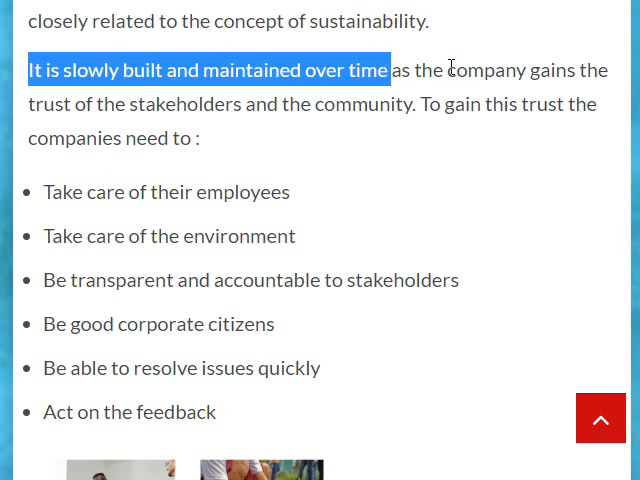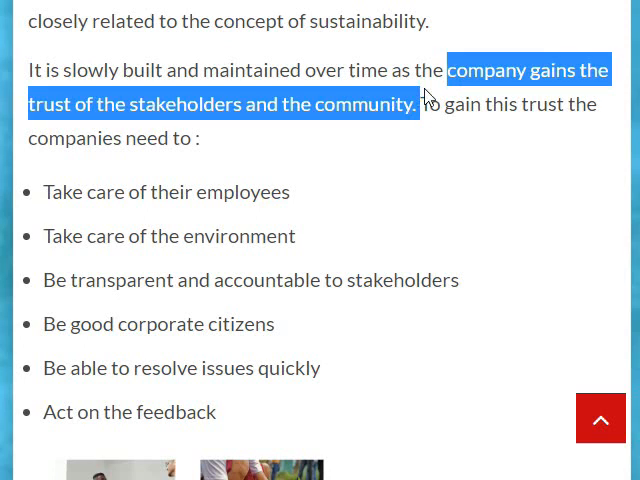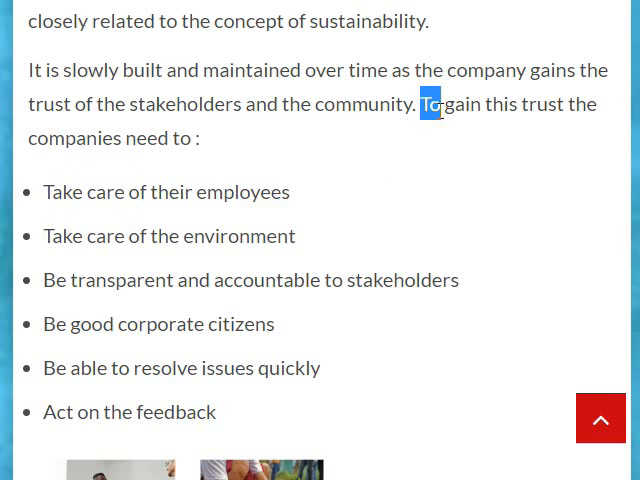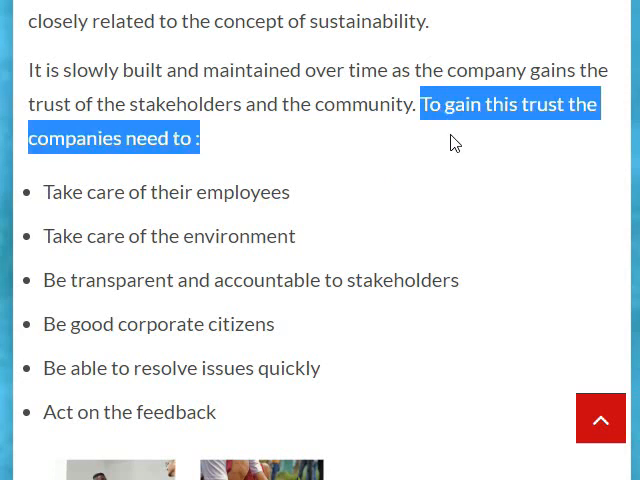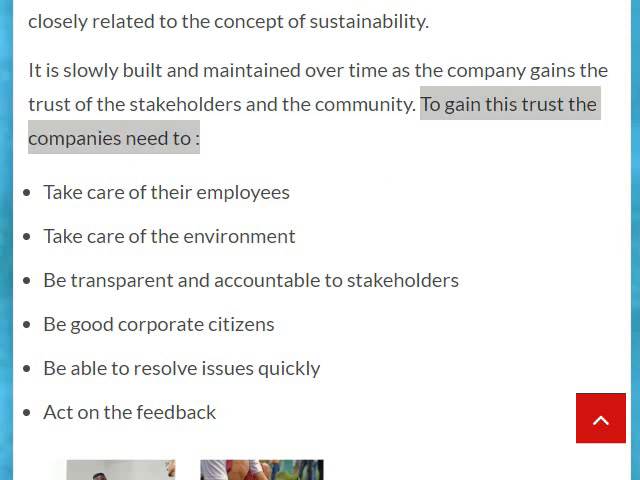And the company gains the trust of the stakeholders and the community. Basically, the concept of social license to operate is related to the trust of the stakeholders and the community. How people, or the amount of trust that people associate with a company or a business practice. And basically, to gain this trust, what do the companies need to do?